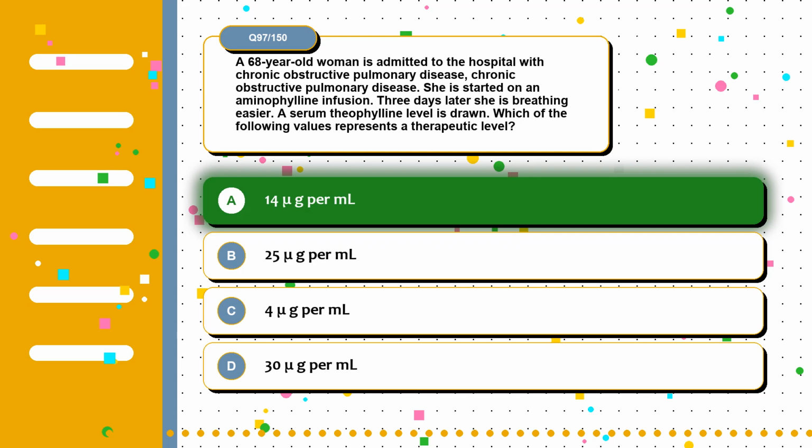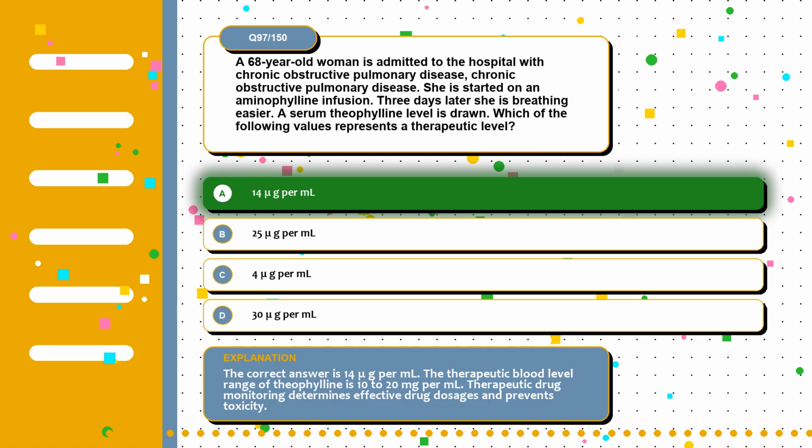The correct answer is option A, 14 μg per ml. The therapeutic blood level range of theophylline is 10 to 20 mg per ml. Therapeutic drug monitoring determines effective drug dosages and prevents toxicity.